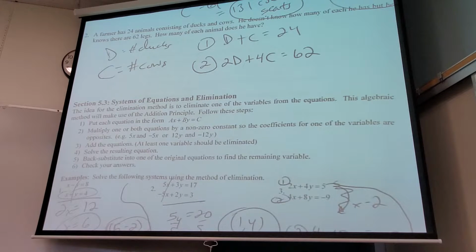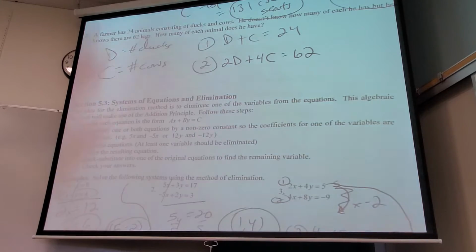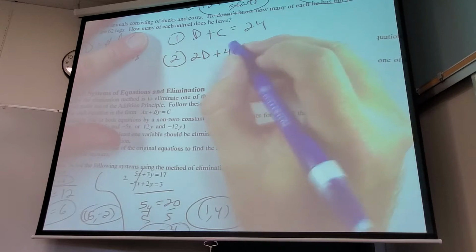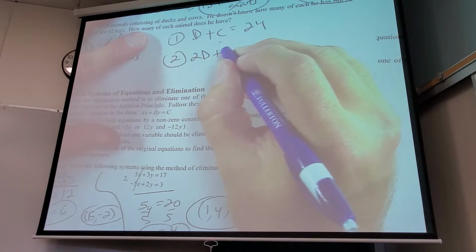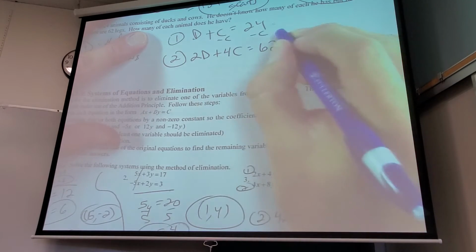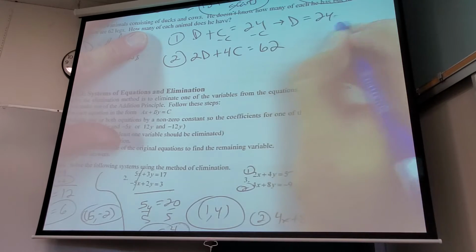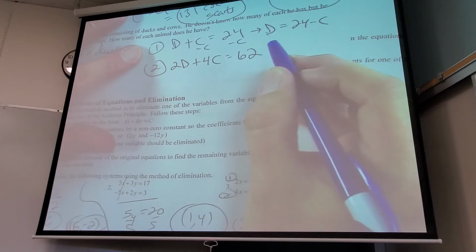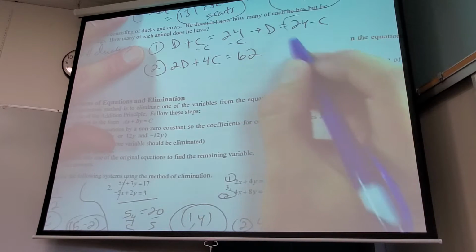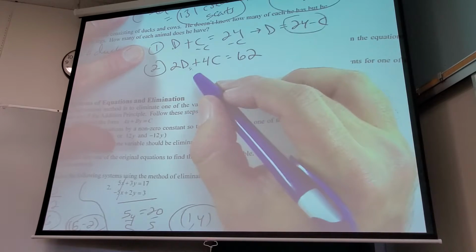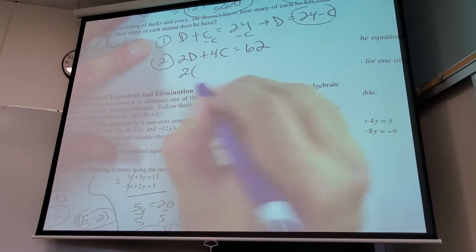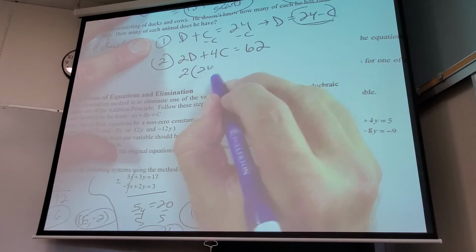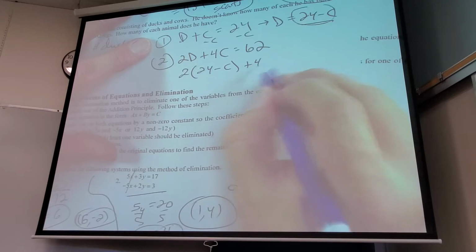If I do this using substitution, how would you do that? Subtract C, solve for D. So I can rewrite this as D is 24 minus C. I solve for one of the letters in one equation, and then I use that information in the other equation. So 2 times D, but D is 24 minus C, plus 4C is 62.